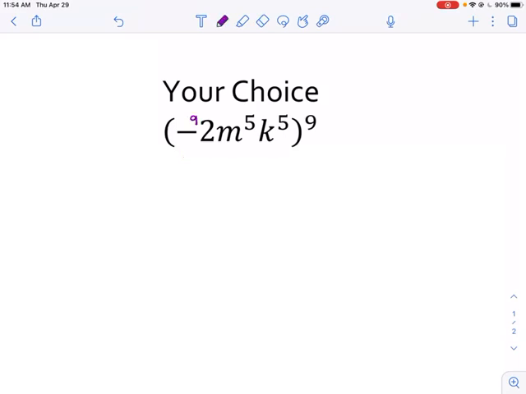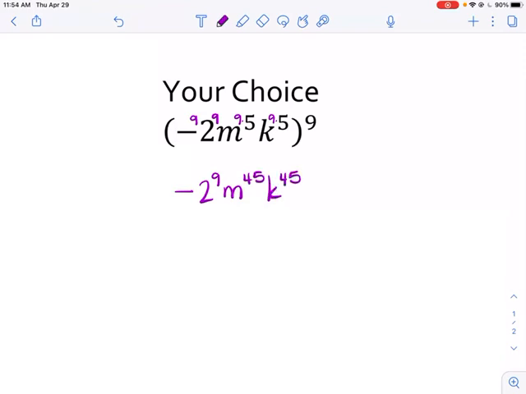So negative, there's going to be 9 negatives. And then there's a 1 there. So 1 times 9 is 9. And then this is 9 times 5. And then this is 9 times 5. So 9 negatives. Anytime there's an odd number, it's going to just be negative. Then 2 to the 9th. I don't know what that is. I'm going to put that into my calculator and find out in a second. M to the 9 times 5 is 45. K to the 9 times 5 is 45.